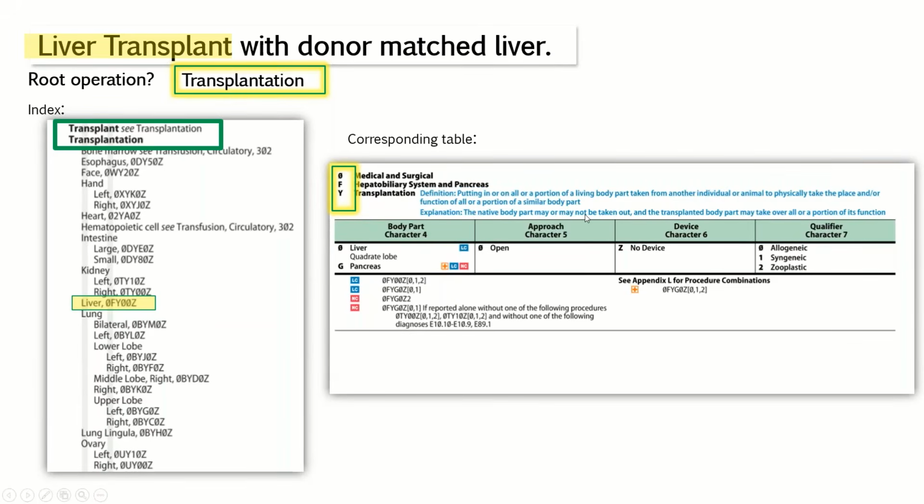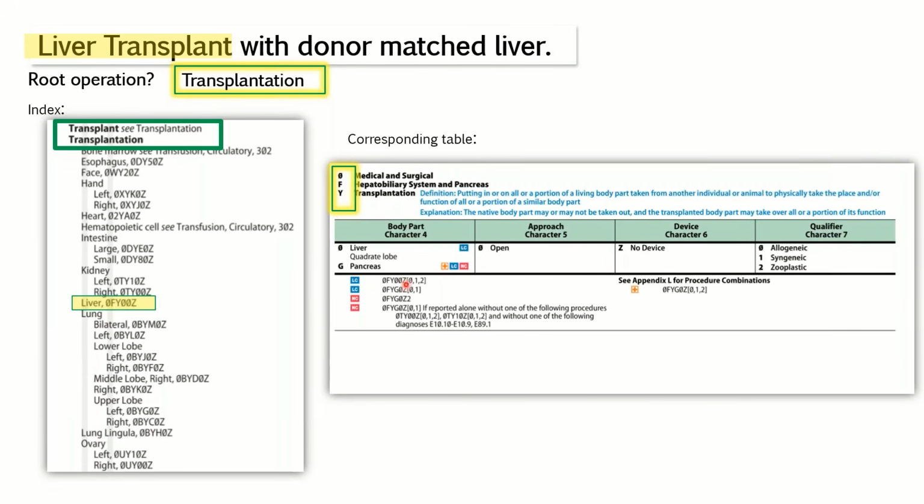And don't forget, we're not above reading the definition. This definition is also the objective of the procedure, and the objective of this liver transplant is to put in all or a portion of a living body part taken from another individual or animal to physically take the place and or function of all or a portion of a similar body part. Now, if you take a moment and process that, I think you will agree that this is the correct root operation, transplantation.